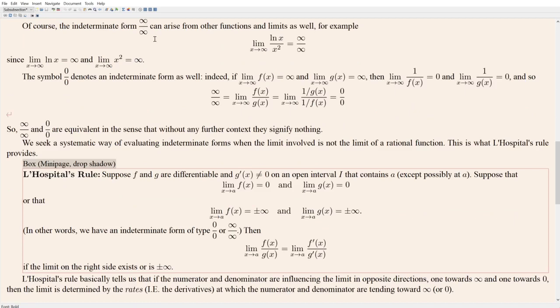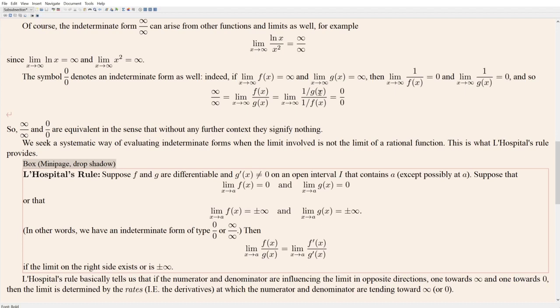So infinity over infinity is indeterminate. 0 over 0 is also indeterminate. Indeed, if we have infinity over infinity arising as some limit of f over g, we can just rewrite this a little bit. If we divide the top and the bottom by g, and then divide the top and the bottom by f, we end up getting this.